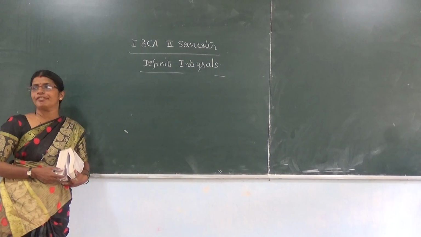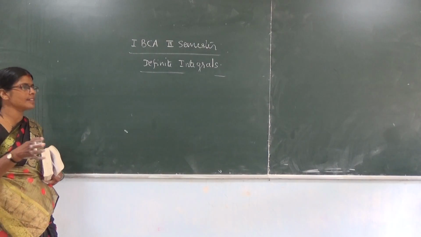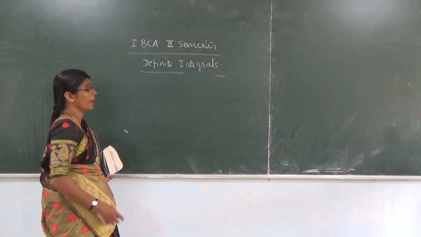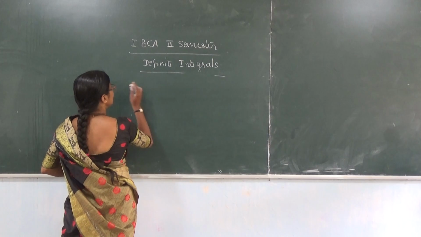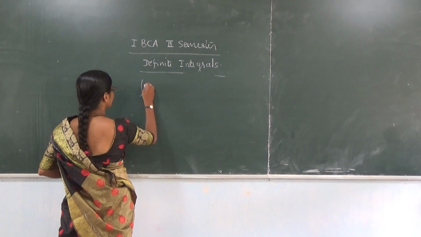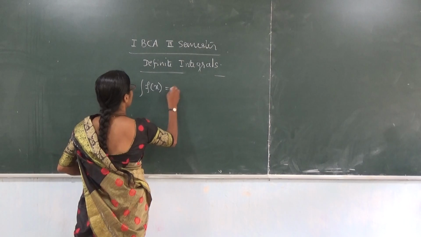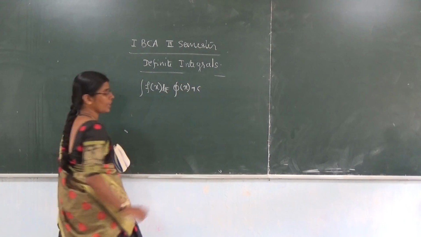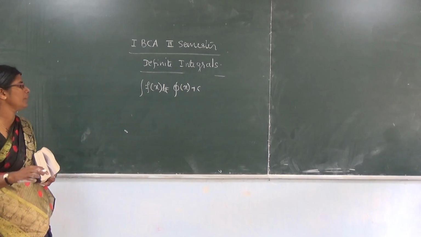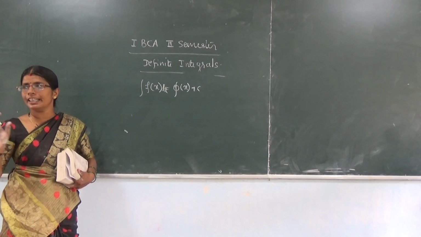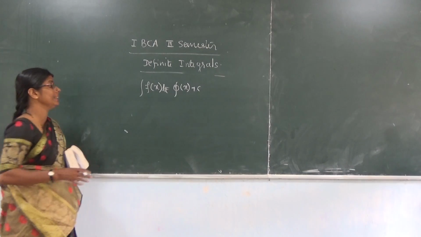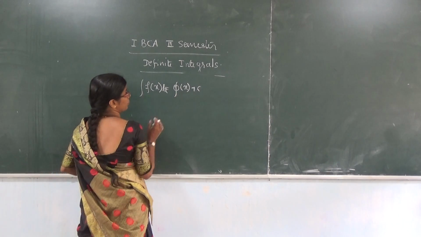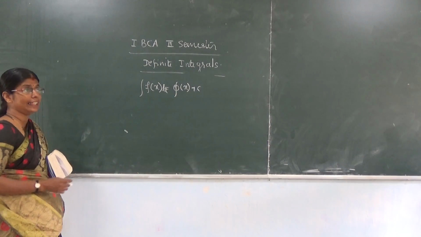What do you know about the indefinite integral? Indefinite integral means we are getting infinitely many integrals. Suppose you have a function, the integral of f of x is equal to phi of x plus c. Now, c is an arbitrary constant. By assigning different values for c, you are getting different integrals, infinitely many integrals. Now, by taking one particular value, you get a definite integral.